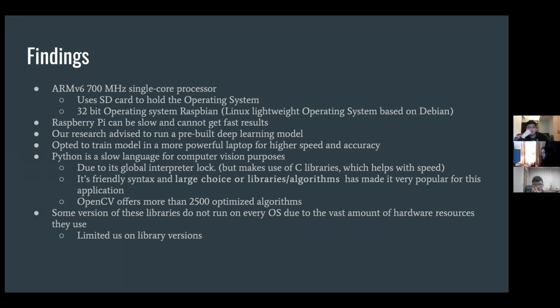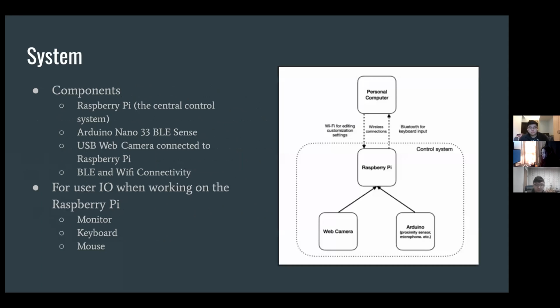This is a diagram of our system. The components are the Raspberry Pi, which is the central control system, an Arduino Nano 33 BLE Sense, a USB web camera connected to the Raspberry Pi, and we have Bluetooth and Wi-Fi connectivity. For user I/O, when working with the Raspberry Pi, we plugged in a monitor, a keyboard, and a mouse to the Raspberry Pi.